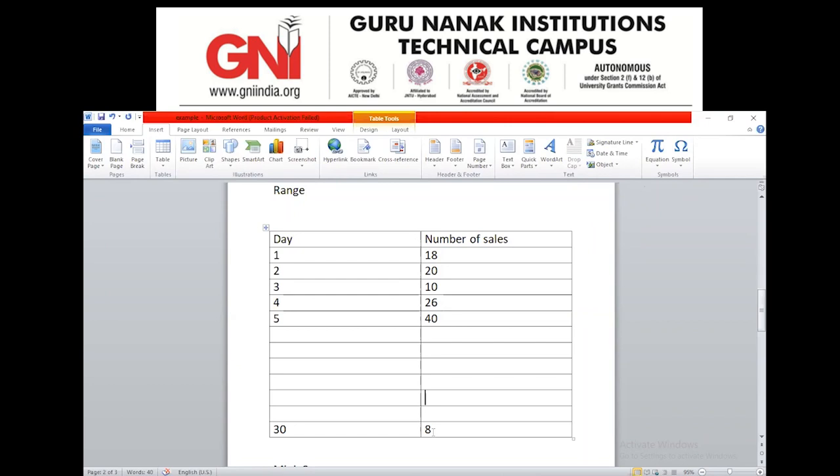Understood now? The remaining days all the data is 20, 20, 20, 20. So here we can't apply the range value, because the values are 8, 40, 20 only. Only 3 values are there. The spreading is not there much.